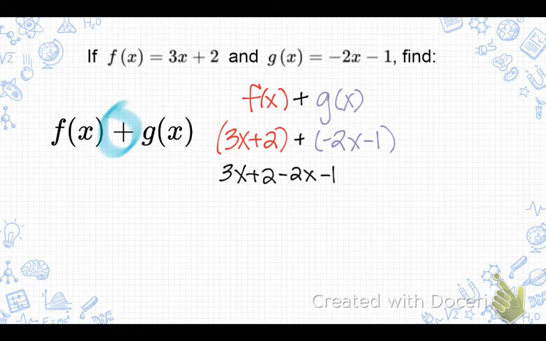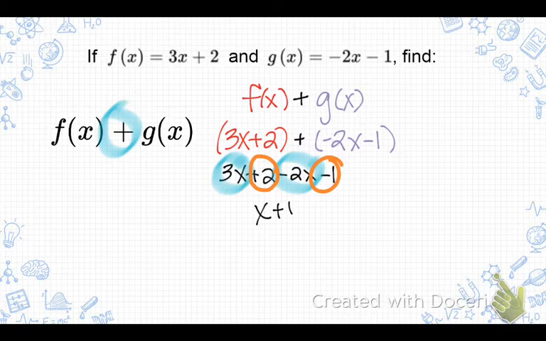Thank you. So 3x, does that have a like term? What is its like term? Perfect. And what is 3x minus 2x? 1x or just a plain old x? Now, what about 2? Does that have a like term? What is its like term? Negative 1. And what is 2 minus 1? Positive 1. So here is my final answer for this first one, okay?